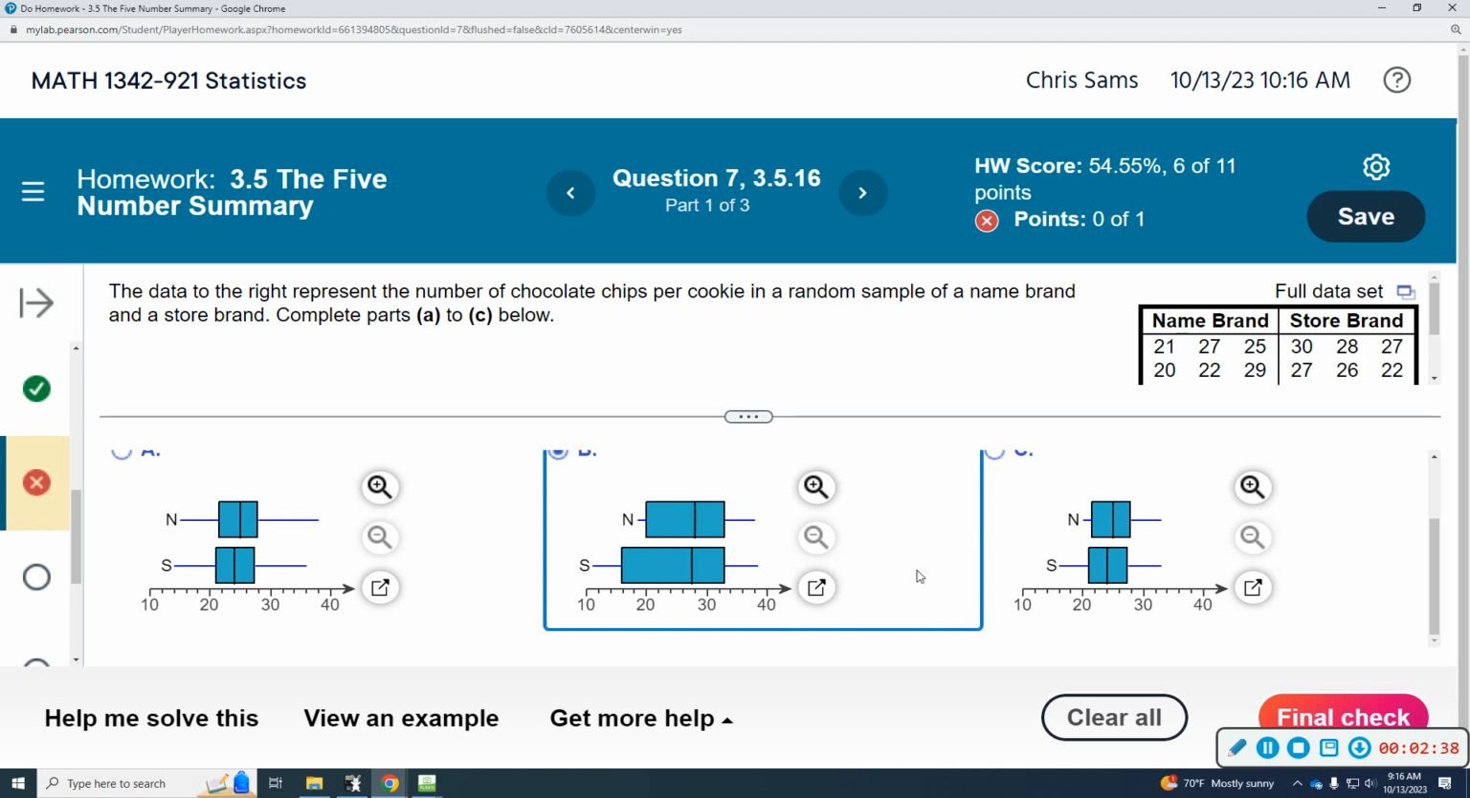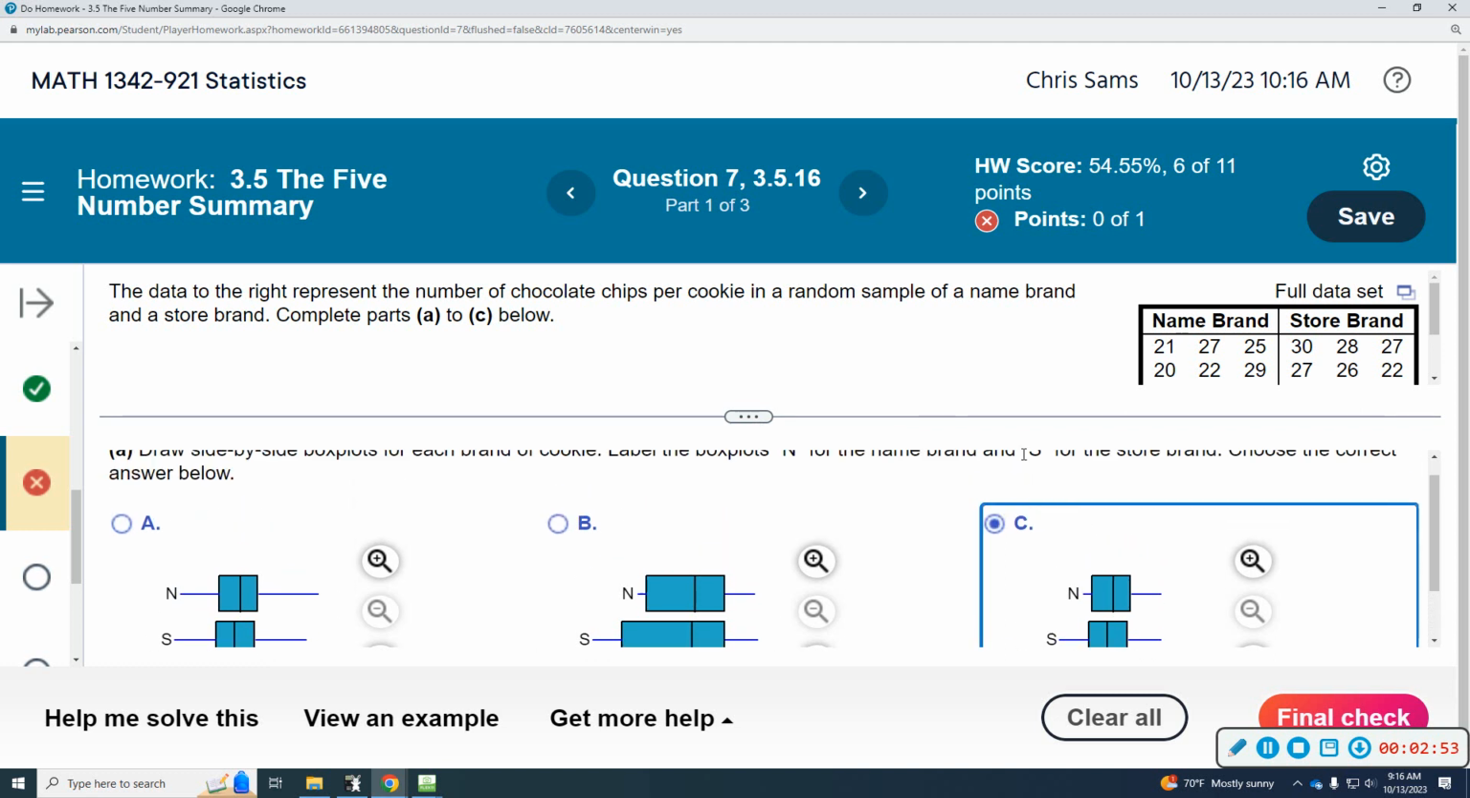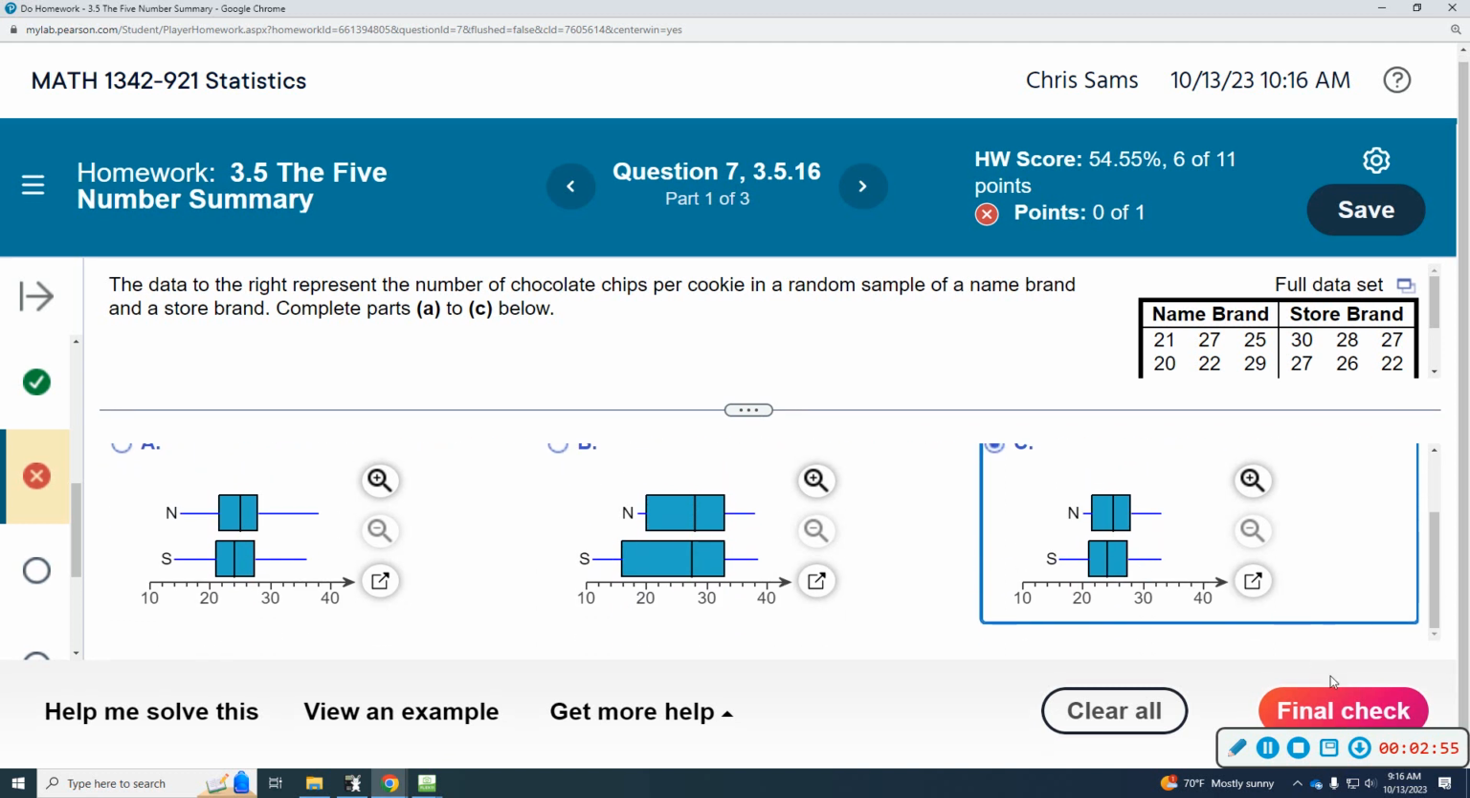Nothing went to 10. C looks to be the best. That looks like it's going way close to 10. This would be roughly about the 13 or the 16 that we saw. So C looks to be the best box plot.